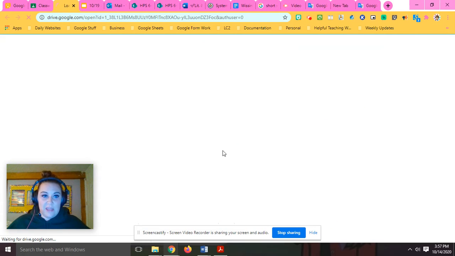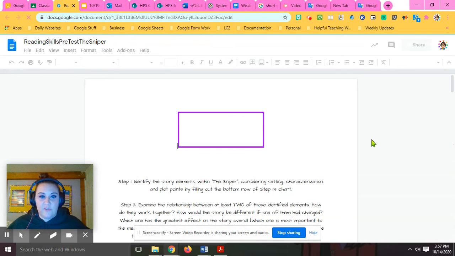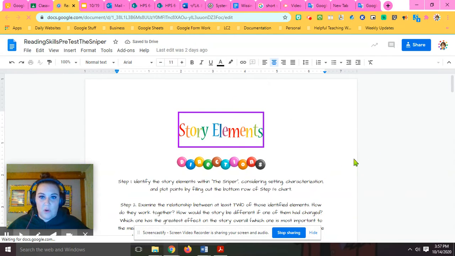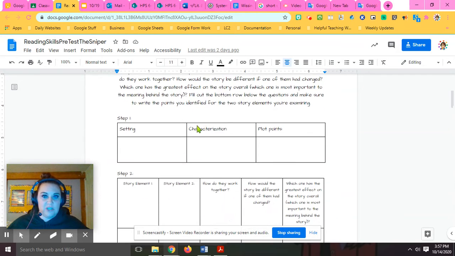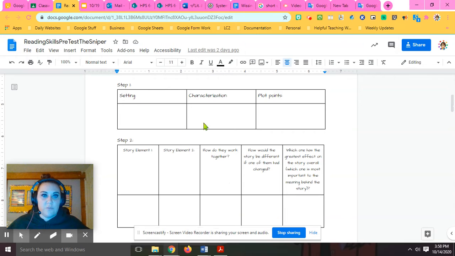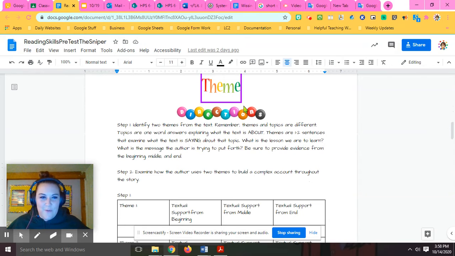So let's go ahead and look at this together. First things first that we're going to do on this is story elements. So story elements, you're going to do step 1 to identify the story elements within The Sniper, including characterization, setting, and plot. And then you're going to examine the relationship between the two. So make sure you do both step 1 and step 2 for story elements. Then we're moving on to theme.